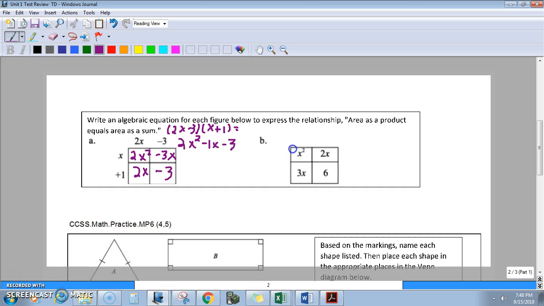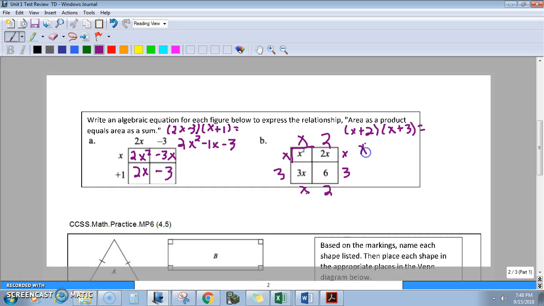Okay, and this side is a little bit trickier because it gives us the insides and we have to find the outsides. So obviously to get x squared, each of these sides must be x. X times x is x squared. And now that I know that side is x, x times what gives me 3x? That's just going to be 3. And now that I know that side is 3, I know this side must be 2. Oh, so I've gotten it all. So as a product, it's x plus 2, one side, times x plus 3. There it is as a product.